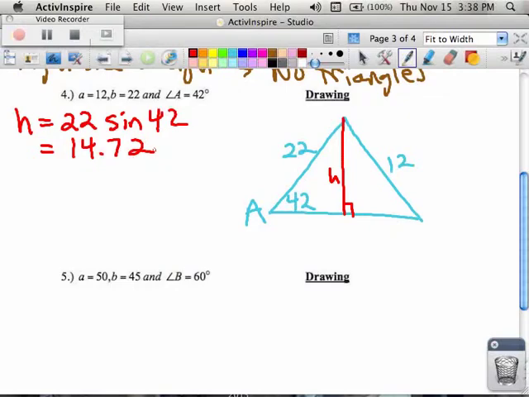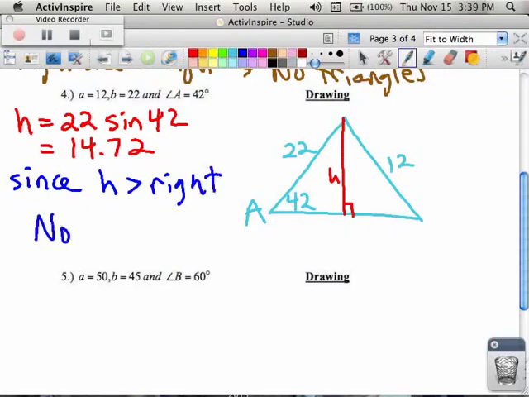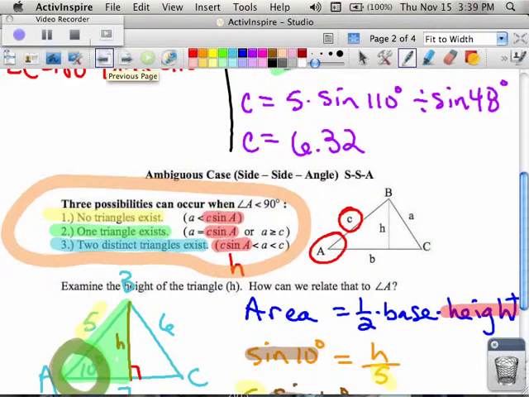Notice how this height is more than the right-hand side. Since my height is bigger than the right, I know that there are no triangles. Since the height is bigger than the right, there are no triangles. So that is rule number 1. Height bigger than the right.